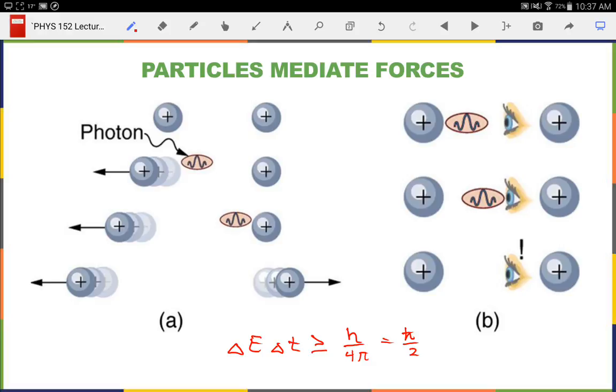So the picture on the left is showing a force between two protons. One proton kicks off a photon, starts moving away. The other proton, when it receives the photon, it starts moving away. That's how the particle is mediating the force. That is a fundamental aspect of particle physics, that particles mediate forces. Now, the picture on the right is showing a photon that is intercepted by something like our eye. Well, then it's not going to affect another proton. We just see it. But it's the same type of thing.